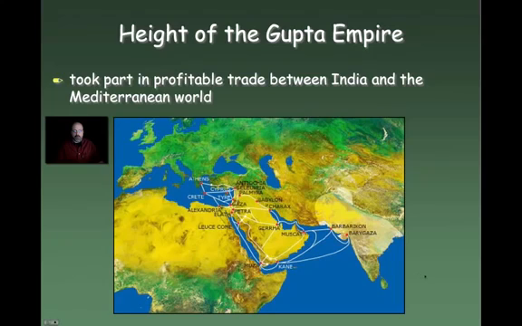So this was really an important location that India was close enough to this sort of centralized trade system that connected it to the Mediterranean world. And as we'll see a little bit later in the screencast, those were not the only trade routes that were important.